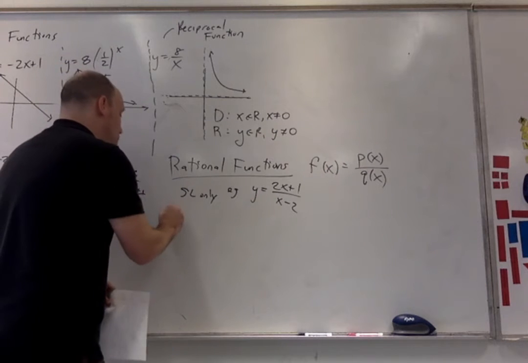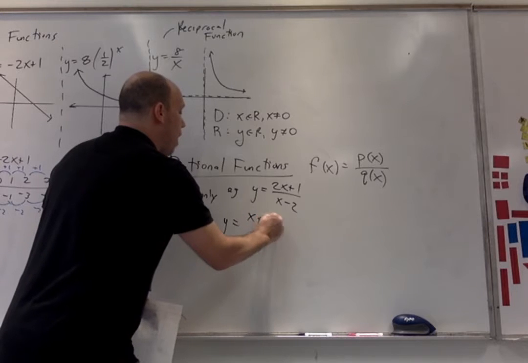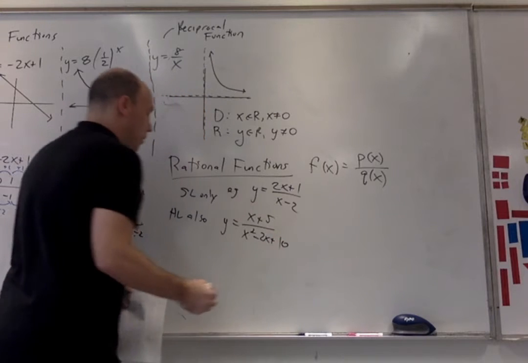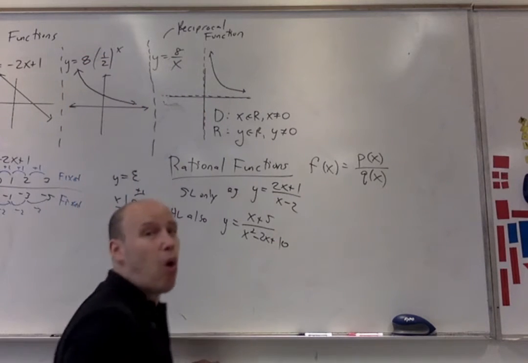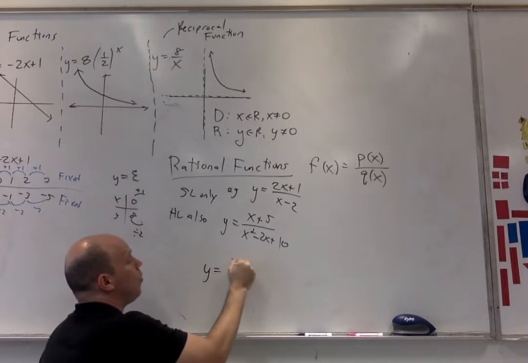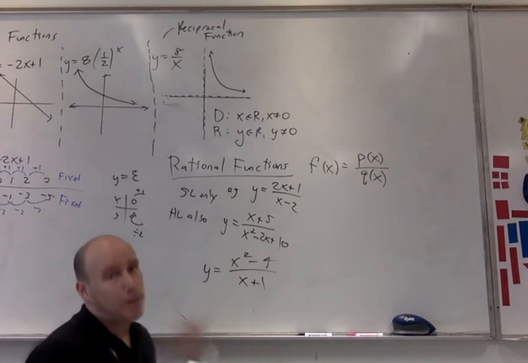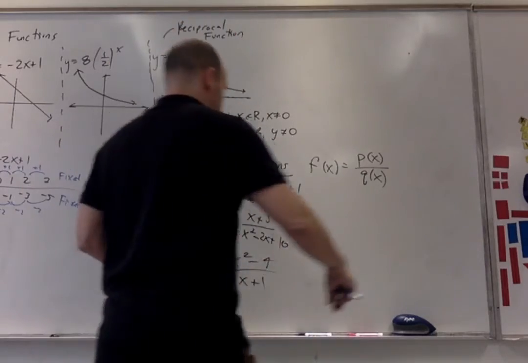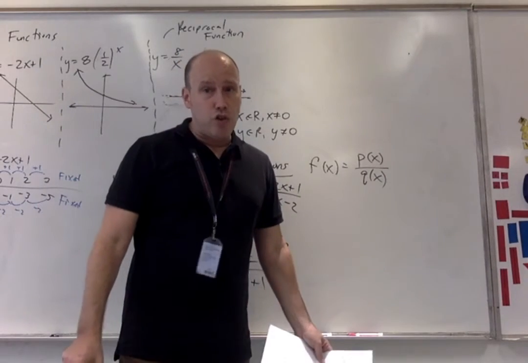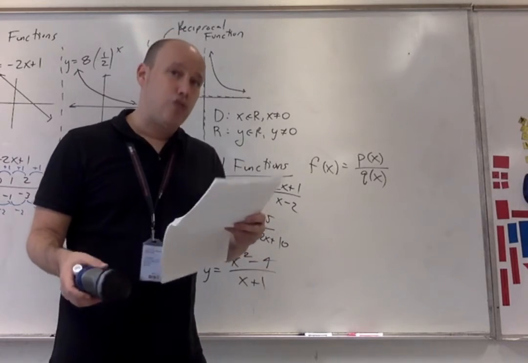What HL also has to do is y equals x plus 5 over x squared minus 2x plus 1. Let's make it 10. And HL is also going to do, this is new for this year, you didn't do this last year, y equals the quadratic over the linear. So let's get started. What we want to do is look at these rational functions. We want to be able to get all the characteristics, and we want to be able to sketch them.